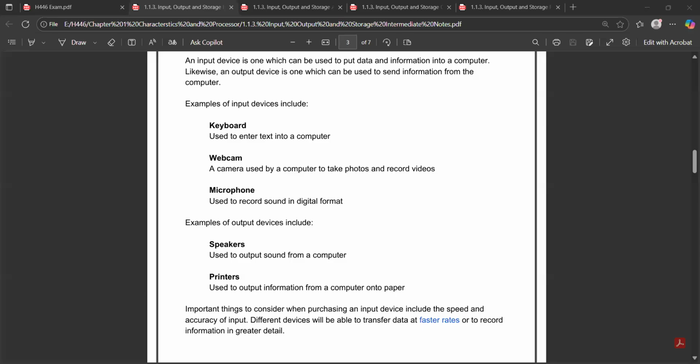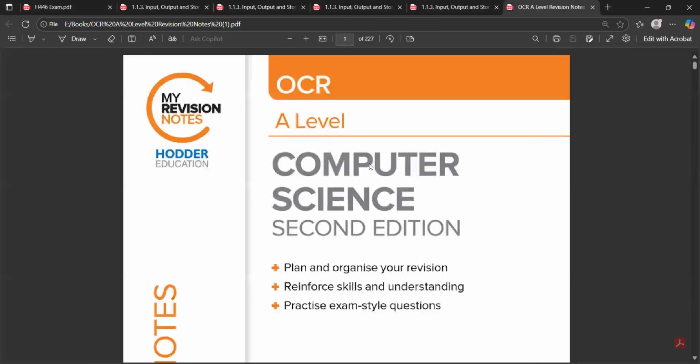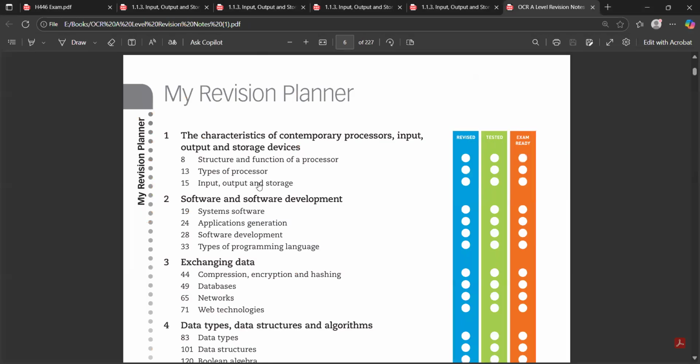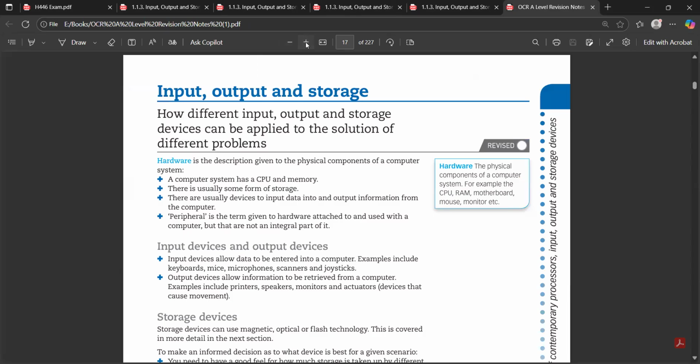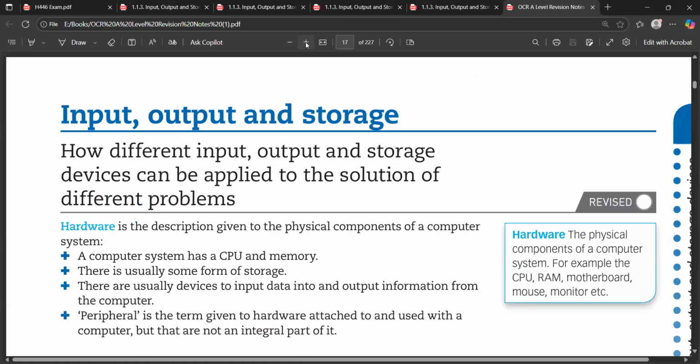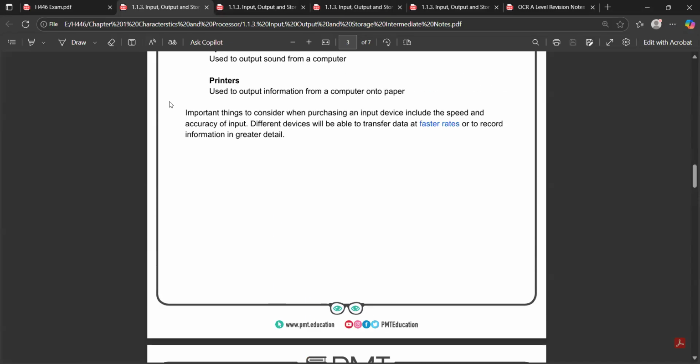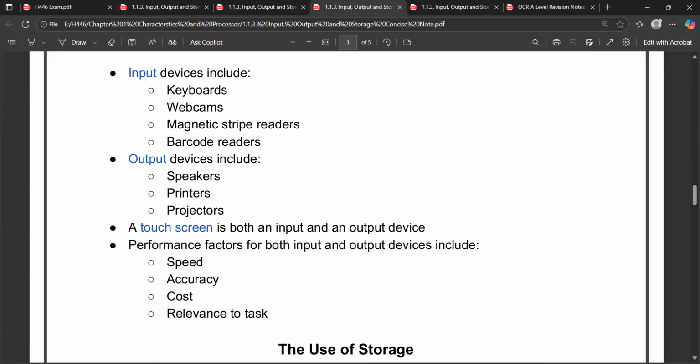So, what do you think, what factors should you consider when you are selecting an input or output device? Efficiency. And cost. Okay, good. Accuracy, cost, speed, and relevance to the task. These are the four things that you are going to take care of, right?